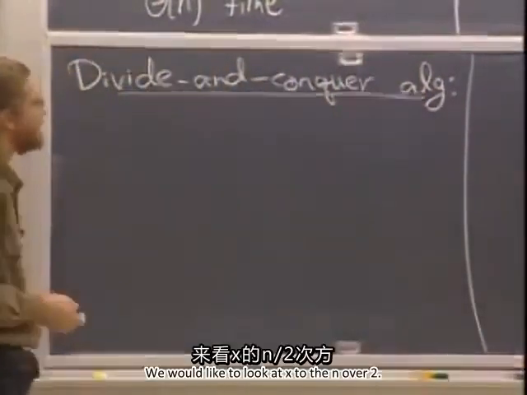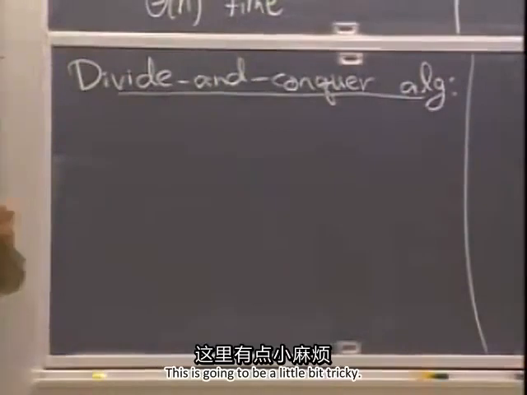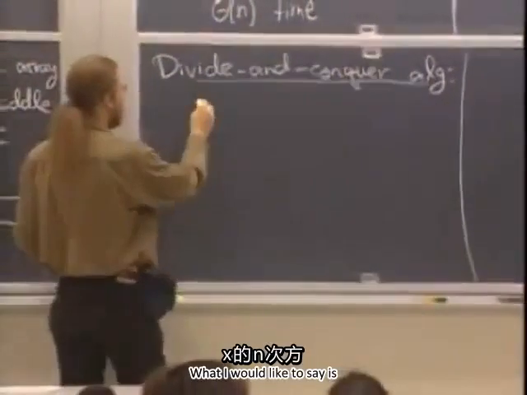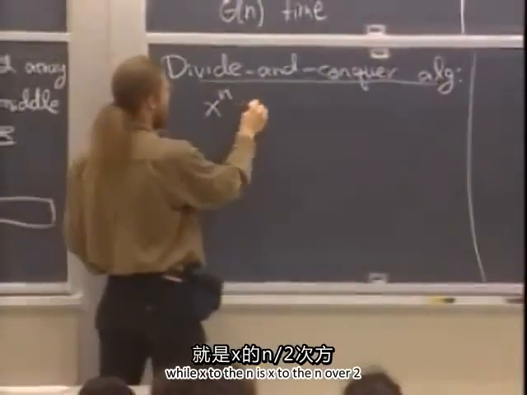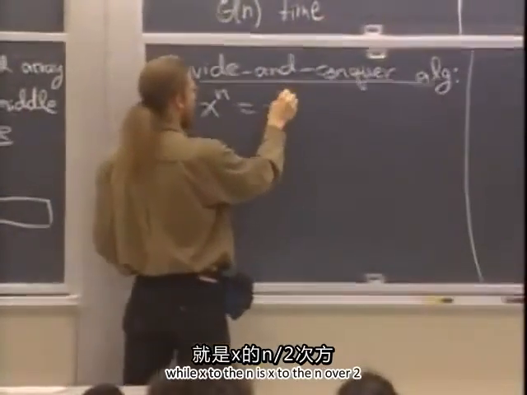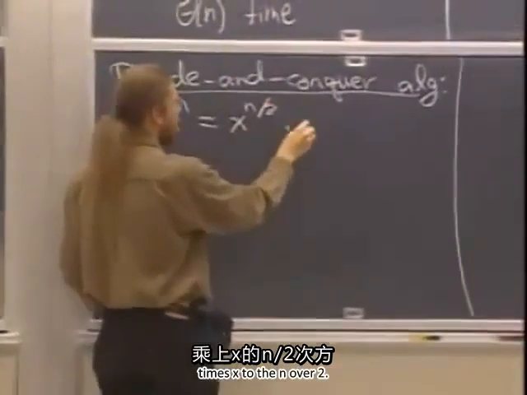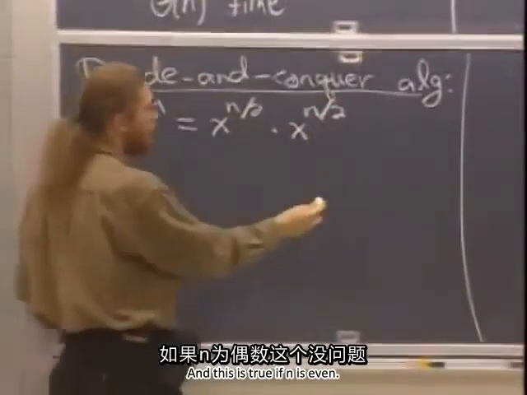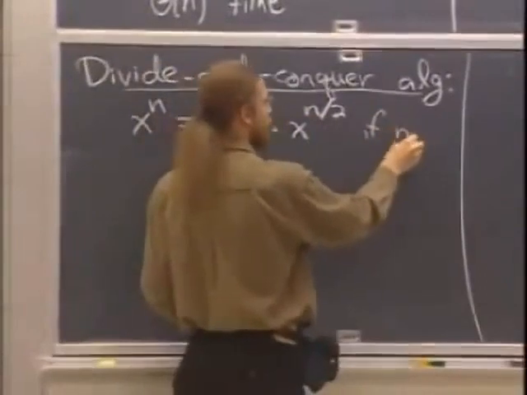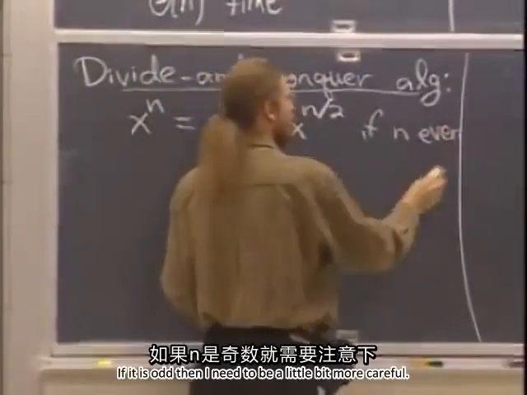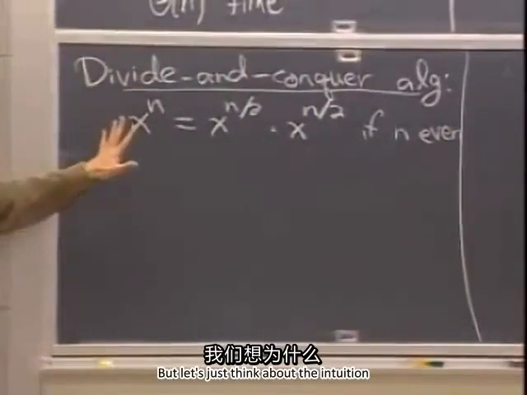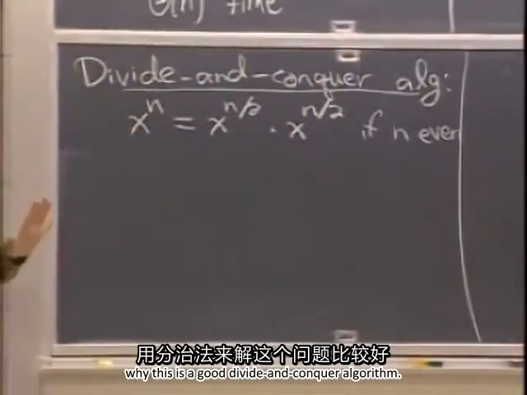So we'd like to look at x to the n over 2. This is going to be a little bit tricky. Now we are going to have to pay attention to floors and ceilings. What I would like to say is, x to the n is x to the n over 2 times x to the n over 2. And this is true if n is even. If it's odd, then I need to be a little bit more careful. But let's just think about the intuition, why this is a good divide and conquer algorithm.